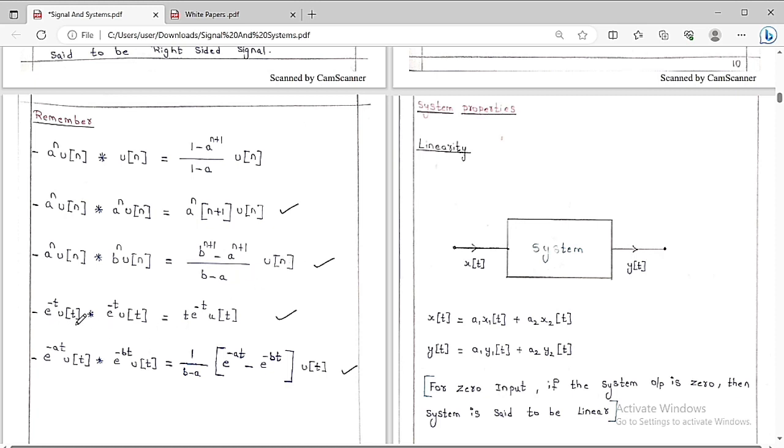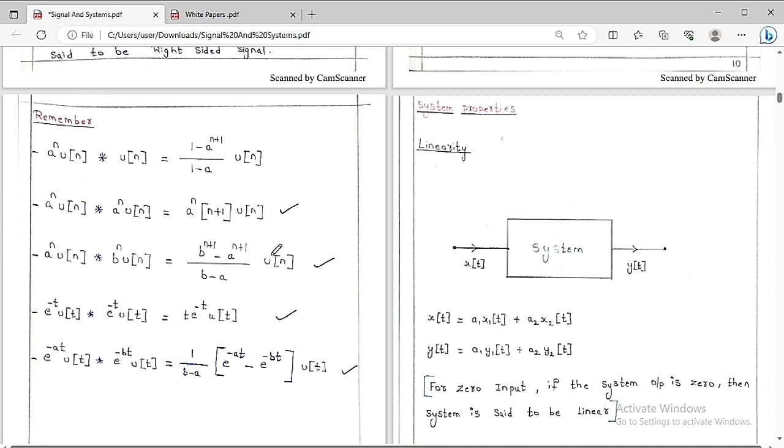A to the power of minus t into u of t, convolution of a to the power of minus t u of t, is equal to t into a to the power of minus t u of t. And a to the power of minus at into u of t, convolution of a to the power of minus bt into u of t, is equal to 1 by (b minus a) into (a to the power of minus at minus a to the power of minus bt) into u of t. So these four equations always you have to keep in your mind.